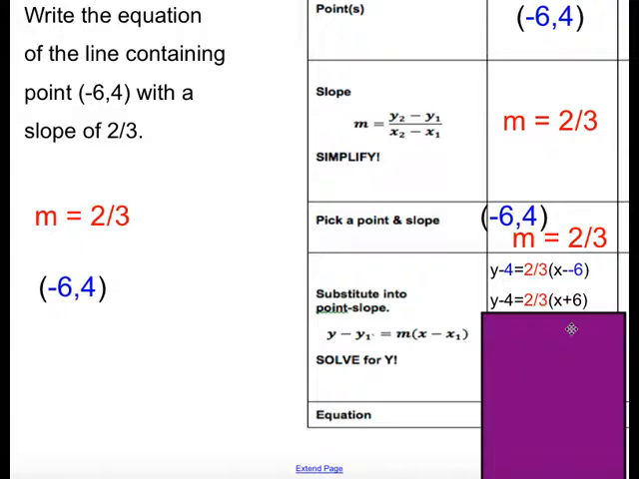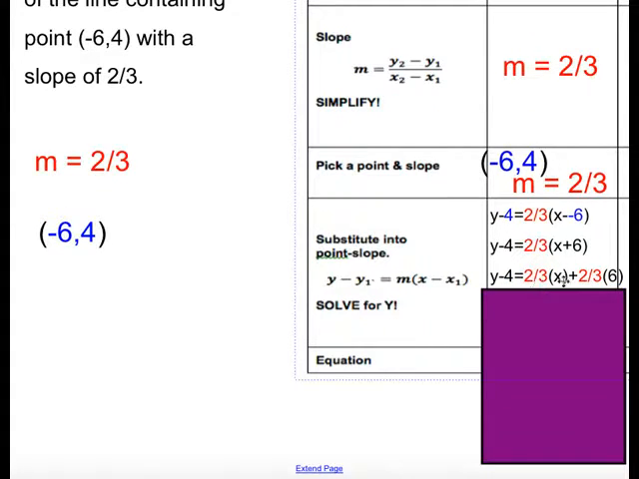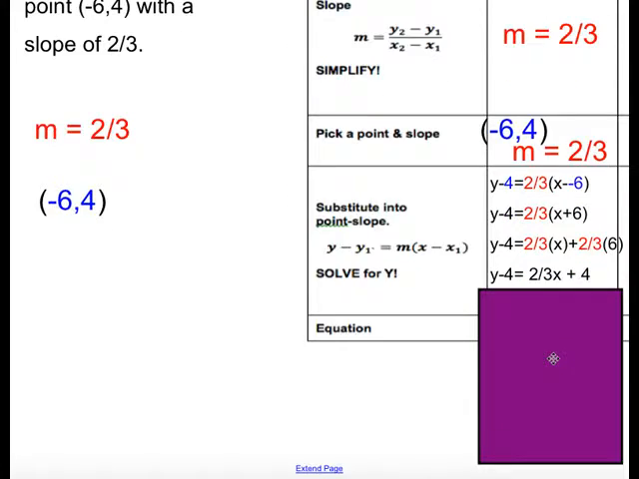Now the process is just the same as it was before. I'm going to go ahead and distribute the number in front of the parentheses, which is 2/3. And that will give me 2/3 times x and 2/3 times 6. The sign in between the two comes down, which is addition. And I'm going to go ahead and multiply. 2/3 times x is just 2/3 x. 2/3 times 6. Well, 2 times 6 is 12 divided by 3 is 4. So the equation now is y minus 4 equals 2/3 x plus 4.